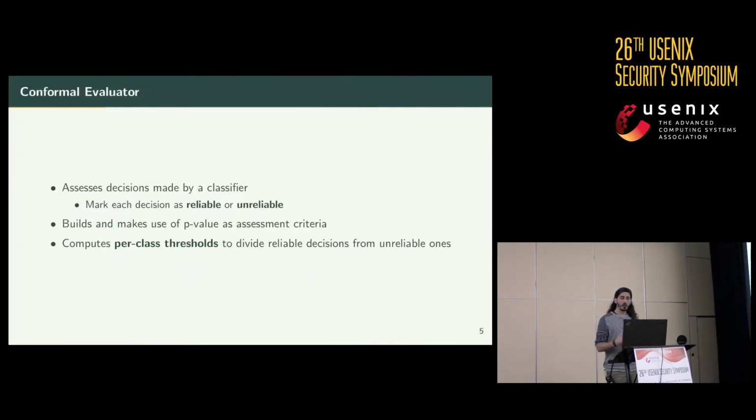So, our proposed solution, Conformal Evaluator. Again, Conformal Evaluator will mark each decision made by a classifier as reliable or unreliable. It builds and makes use of p-values. Conformal Evaluator will build p-values and use them as an assessment criterion. Based on these p-values, we compute per-class thresholds that enable us to identify unreliable predictions.